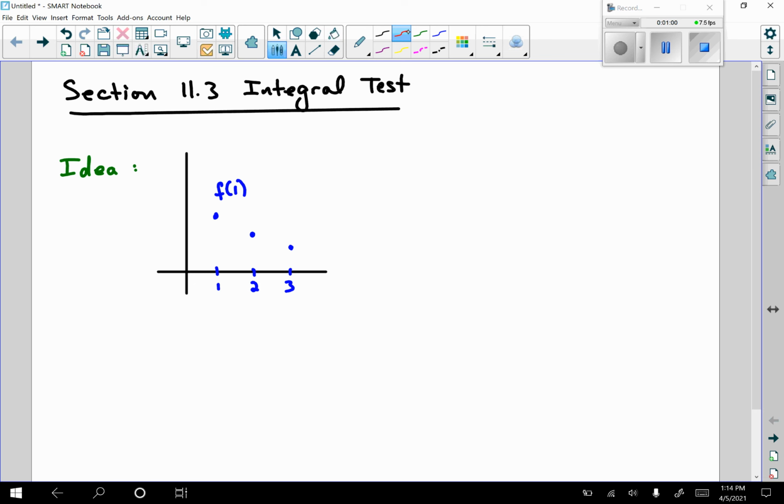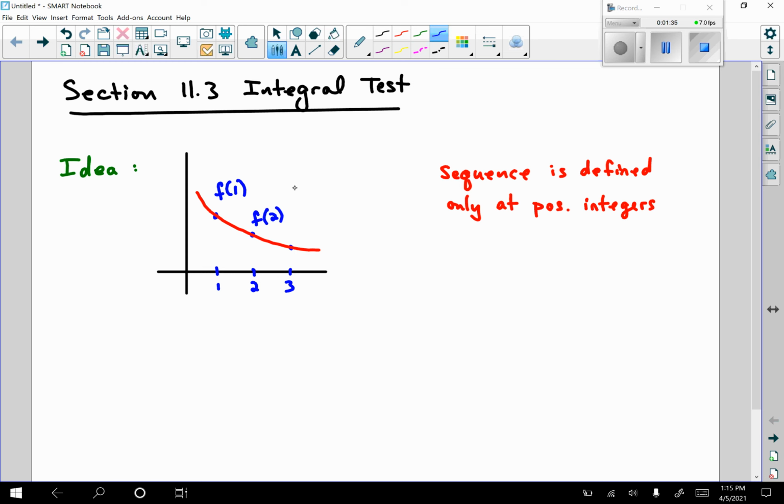So if it's just a sequence, we don't connect the points, but because I'm considering this or calling it a function, we will connect the points. So we'll get a curve that starts to look like this. But just keep in mind that a sequence is defined only at positive integers. That's why I'm only doing 1, 2, 3, and so on. But if I want to consider this a function, I can actually connect the points. And it's just to make this point of how we're going to come up with this integral test.